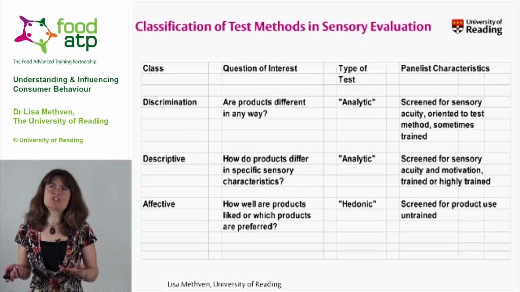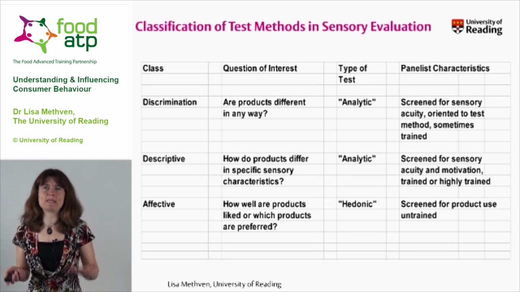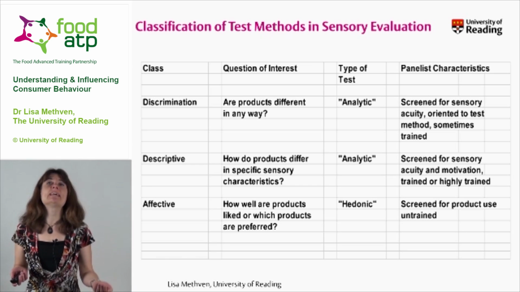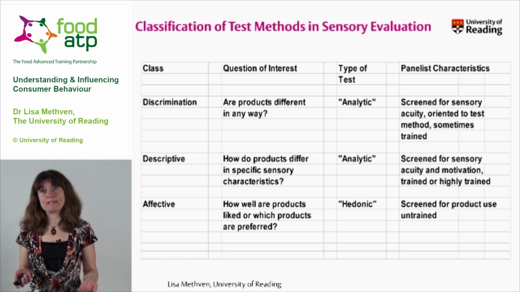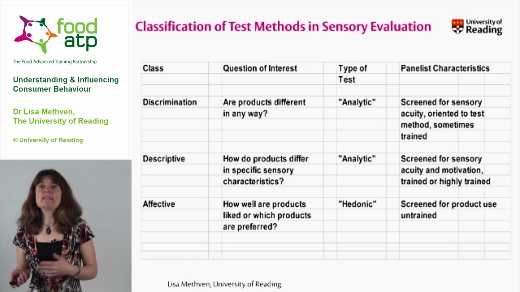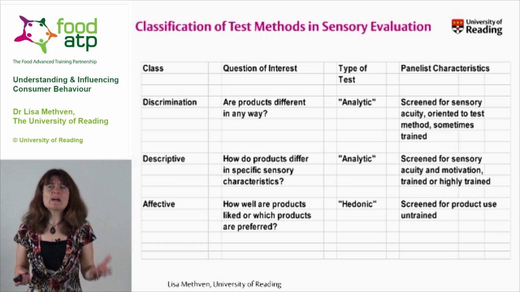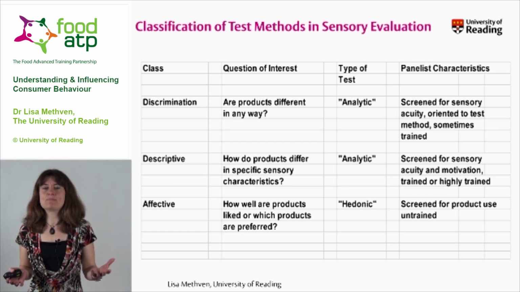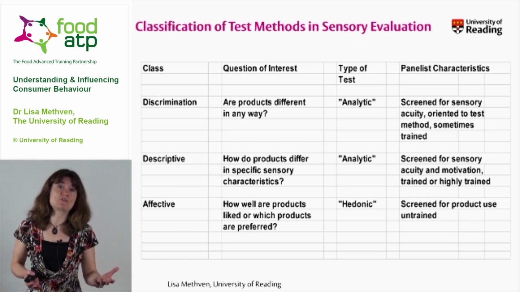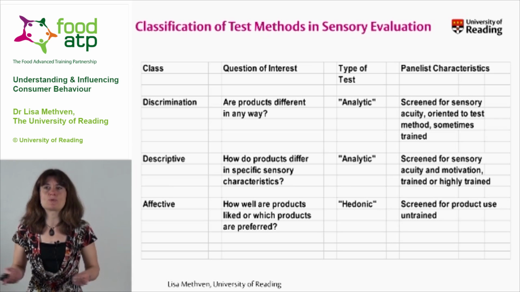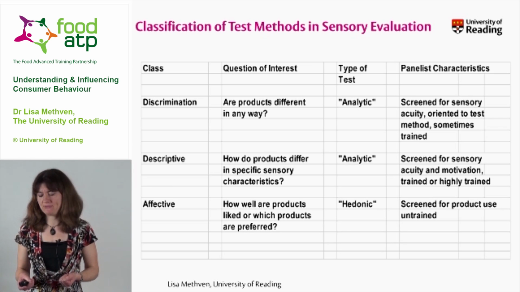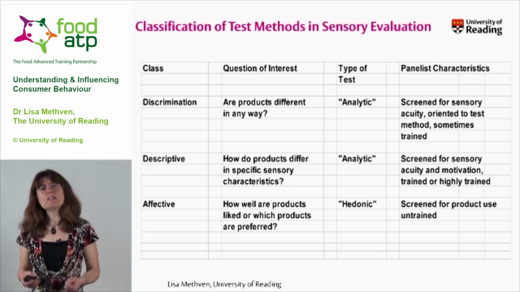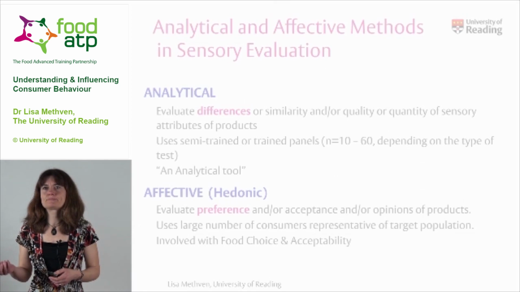This slide next shows us a little bit about those questions we might be asking. Is it a discrimination test? In other words, are the products different in any way? That's an analytical test. Is the test, on the other hand, descriptive? How do the products differ in certain specific sensory characteristics? That might be how sweet is it, or how much orange flavour is there, or how hard is the texture, or whatever. Again, that's an analytical type of test. On the other hand, if you're looking at how products are liked or preferred, then you need to go to consumers. That's affective or hedonic testing.